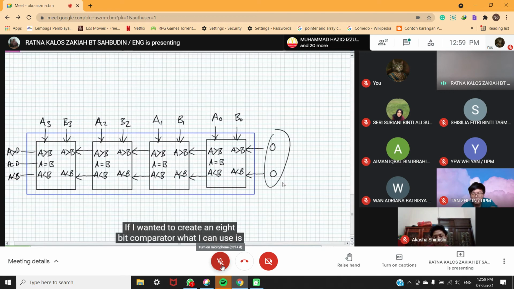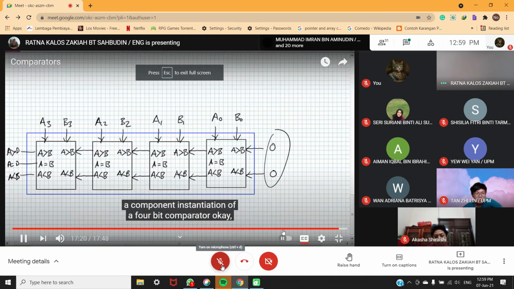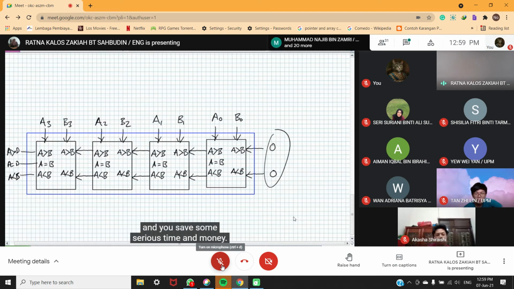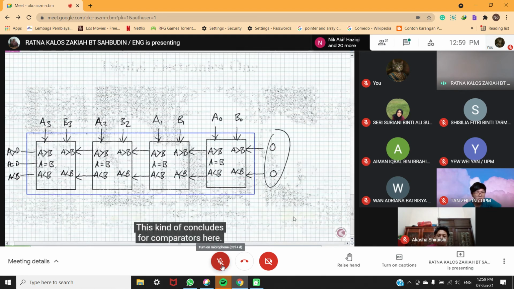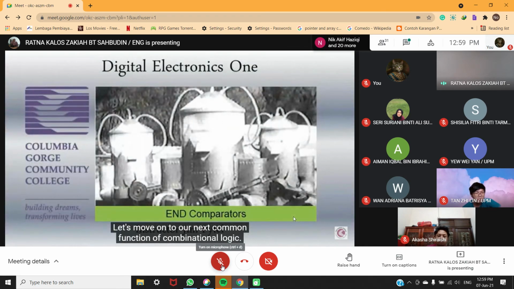Okay, if I wanted to create an 8-bit comparator, what I could use is the component instantiation of a 4-bit comparator. Okay, so this is another example of how that structural approach can save you some serious time and money. Is this the only way to implement a comparator? The answer is no, because this is just the structural description. There are some pretty powerful behavioral descriptions that we can implement a little bit later on, which we'll show you guys in the lab and in later lectures. This kind of concludes comparators here. Let's move on to our next common function, combinational logic.